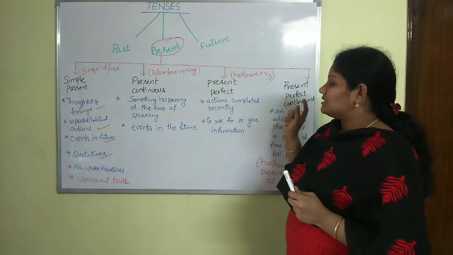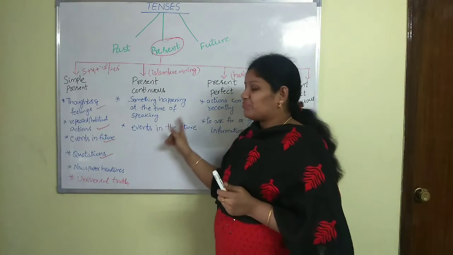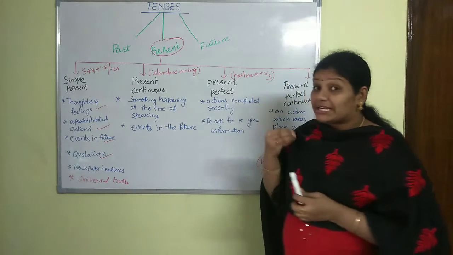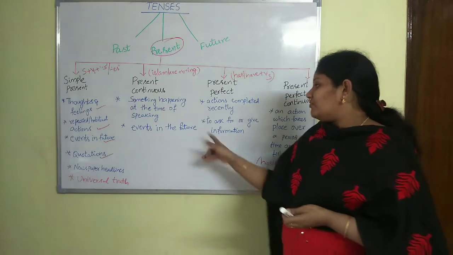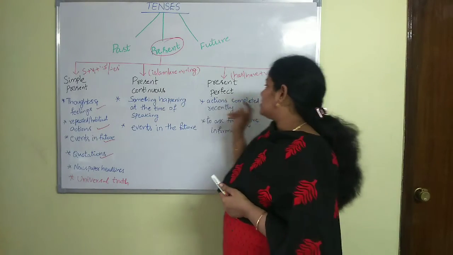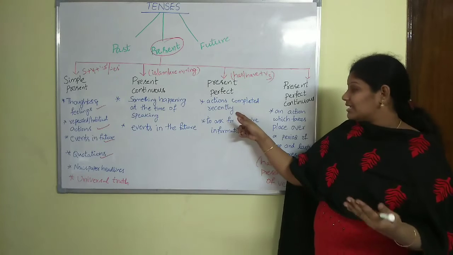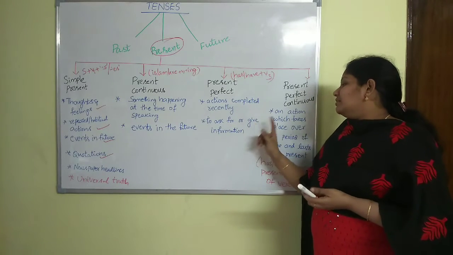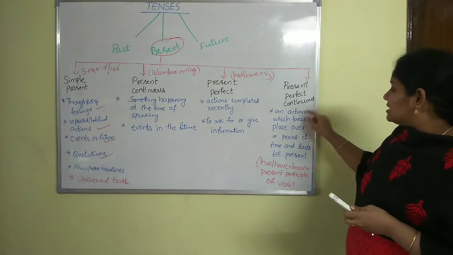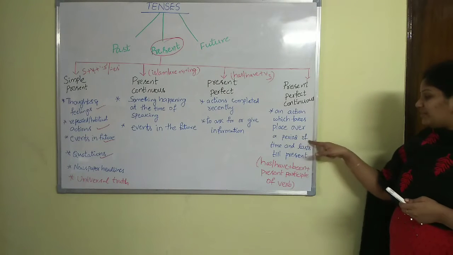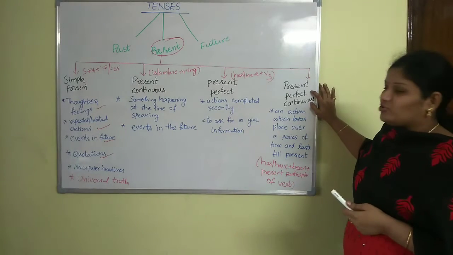Then present continuous tense. When do we use this present continuous tense? Something happening at the time of speaking. And then in rare cases, to express events that will take place in the near future, for such things also we use this present continuous tense. And then present perfect tense, for actions completed very recently, and to ask for or give information we use this present perfect tense. Then present perfect continuous tense: an action which takes place over a period of time and lasts till the present is said to be in present perfect continuous tense.